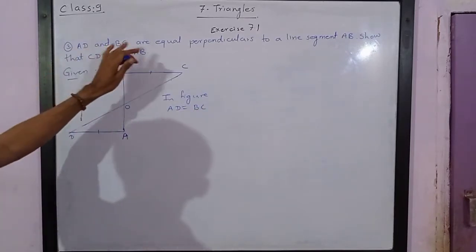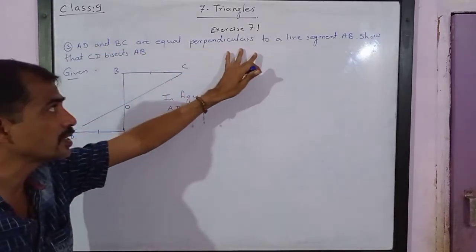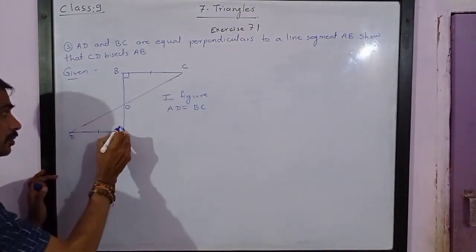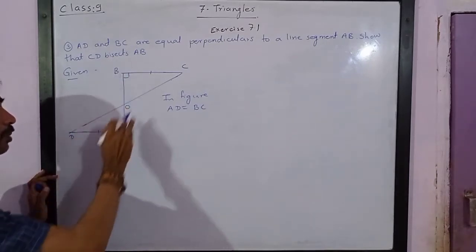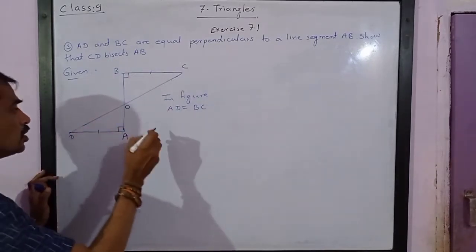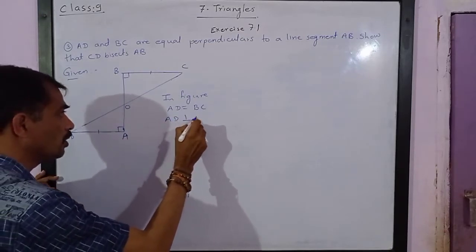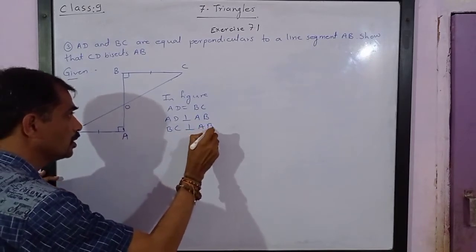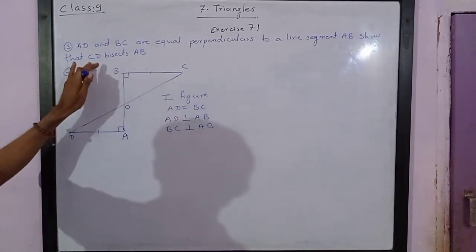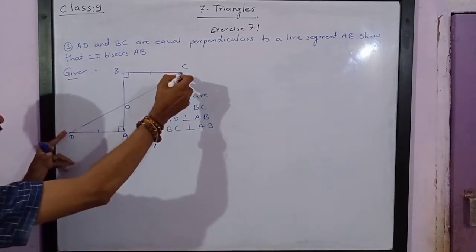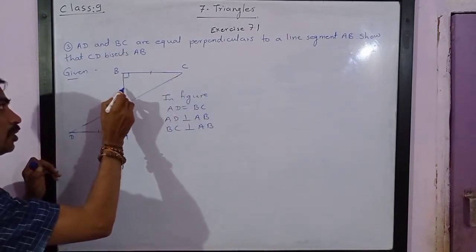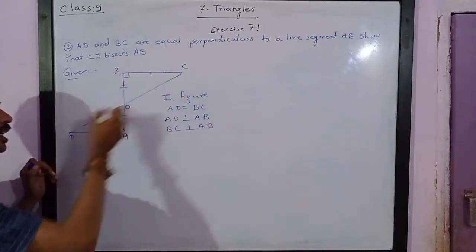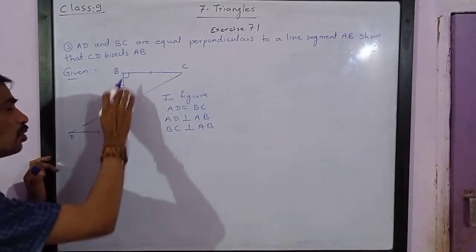See, AD and BC are equal as well as perpendicular to the line AB. Perpendicular means this angle is a right angle. AD is perpendicular to AB and BC is also perpendicular to AB. This is what is given. Show that CD bisects AB. To show that CD bisects AB, we have to prove that CD makes two equal parts of AB.